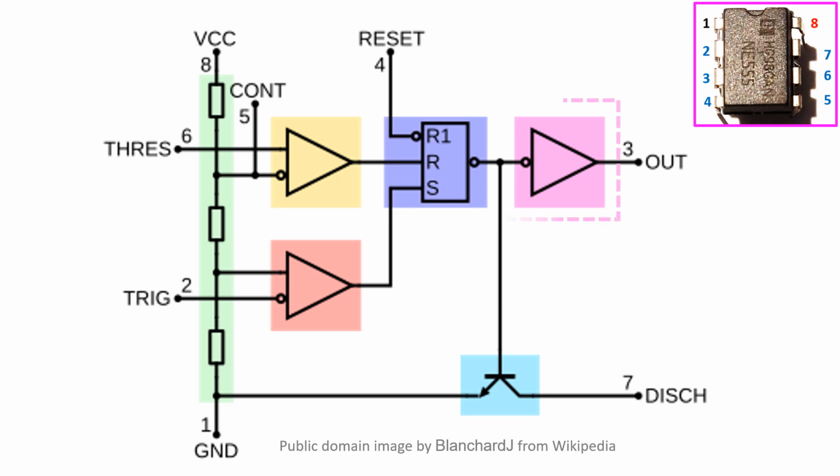The output stage following the latch has a push-pull circuit which can supply up to 200 mA output to pin 3. Output of the latch also controls a transistor which acts as an electronic switch that connects discharge pin 7 to ground pin 1. Typical supply voltage of 555 timer IC to pin 8 ranges from 4.5 to 16 volts.